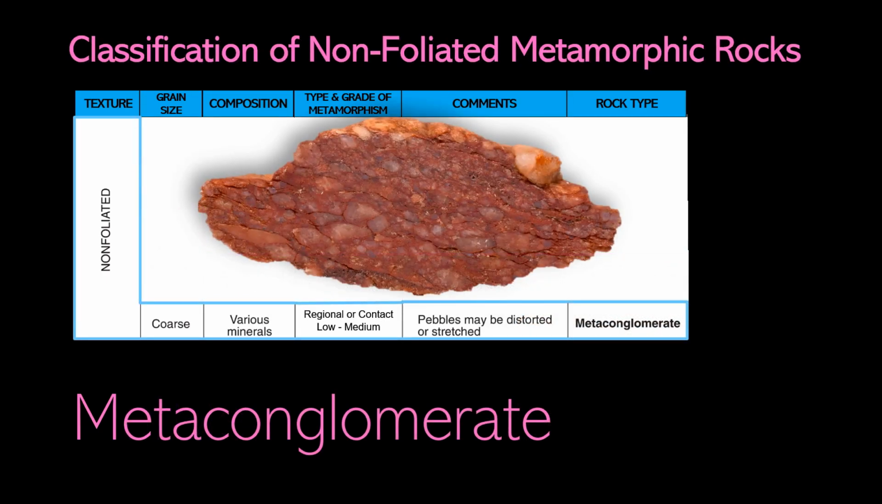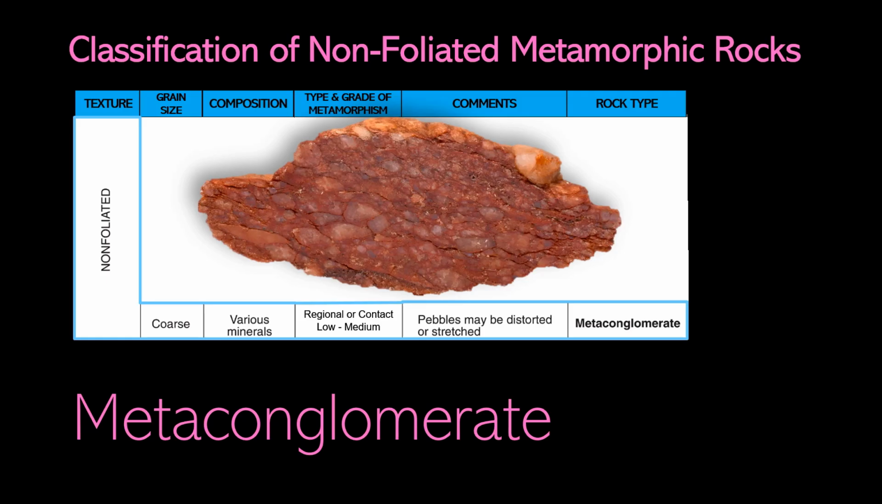Metaconglomerate is a type of metamorphic rock that forms from the metamorphism of conglomerate, which is a sedimentary rock composed of rounded clasts, fragments, embedded in a finer-grained matrix. The metamorphic process involves exposure to heat and pressure due to contact with a magma intrusion, typically during regional metamorphism, which can occur in tectonically active areas such as mountain ranges, leading to changes in the rock's texture and mineral composition.